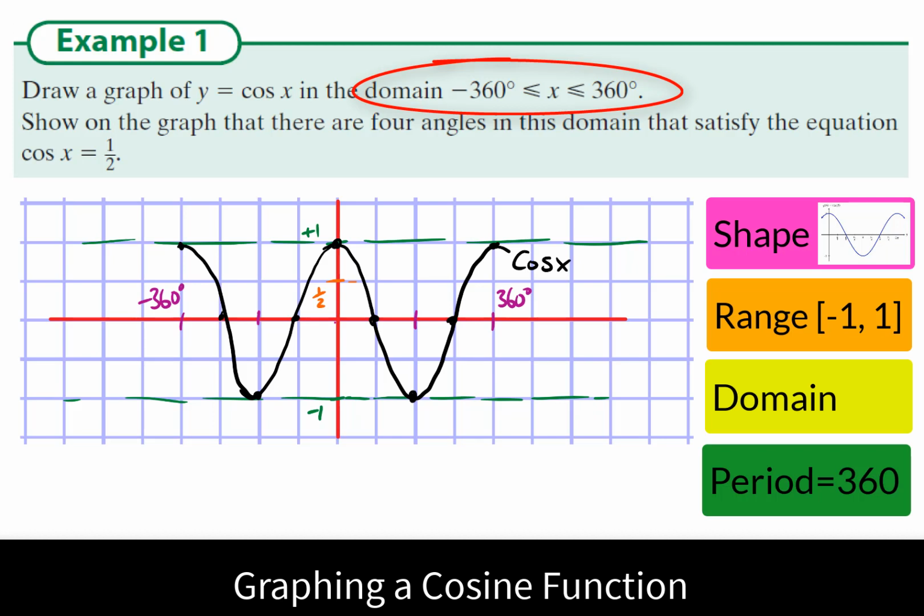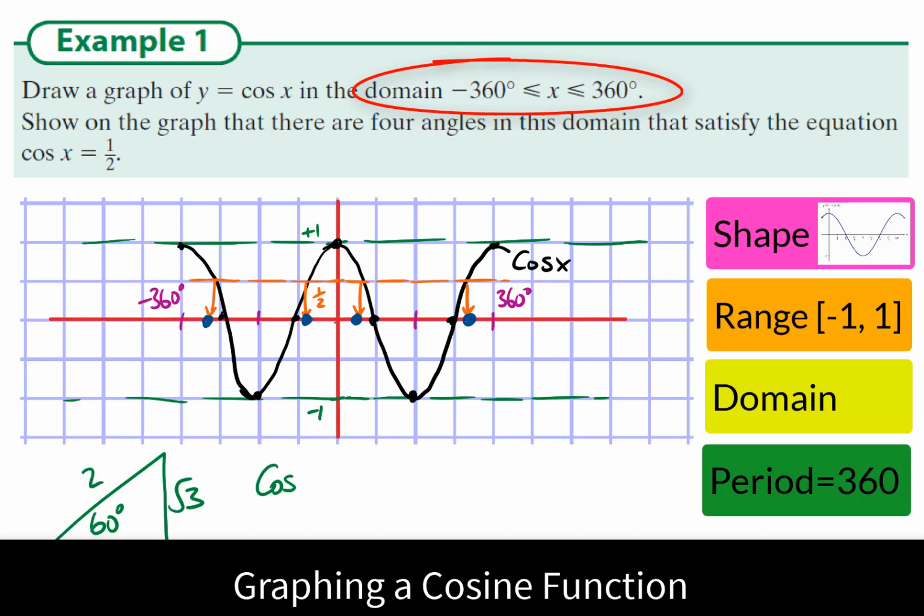We'll be then asked to show that on this graph there are 4 different angles that satisfy the equation cos x is equal to a half. So if I measure out where y is equal to a half, I can see, yes, there are 4 different points on the curve that this line goes through. So I can see that there are 4 different inputs that will give that output. We're not being asked in this question to work out what those 4 angles are, but I think it's a reasonable thing that you could be asked.